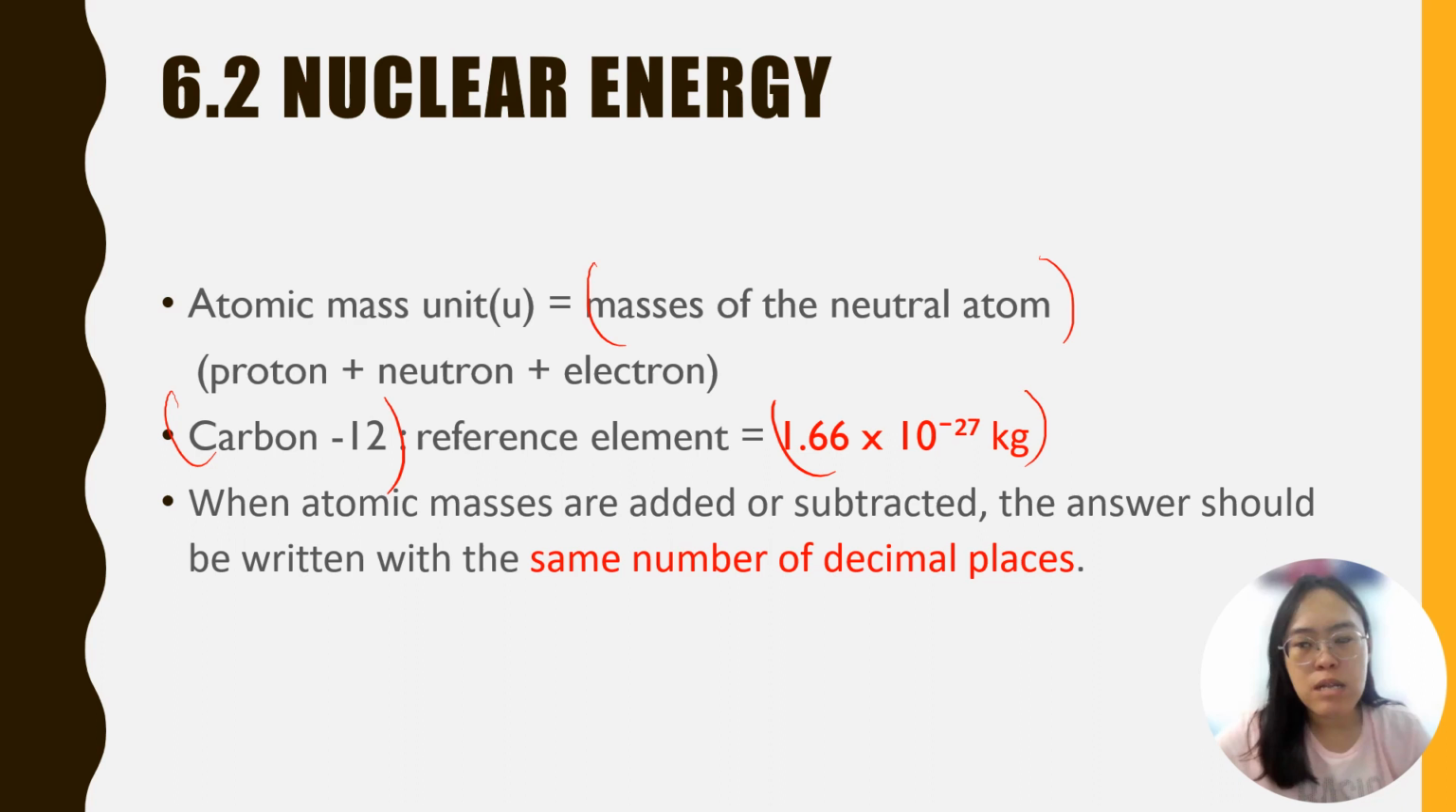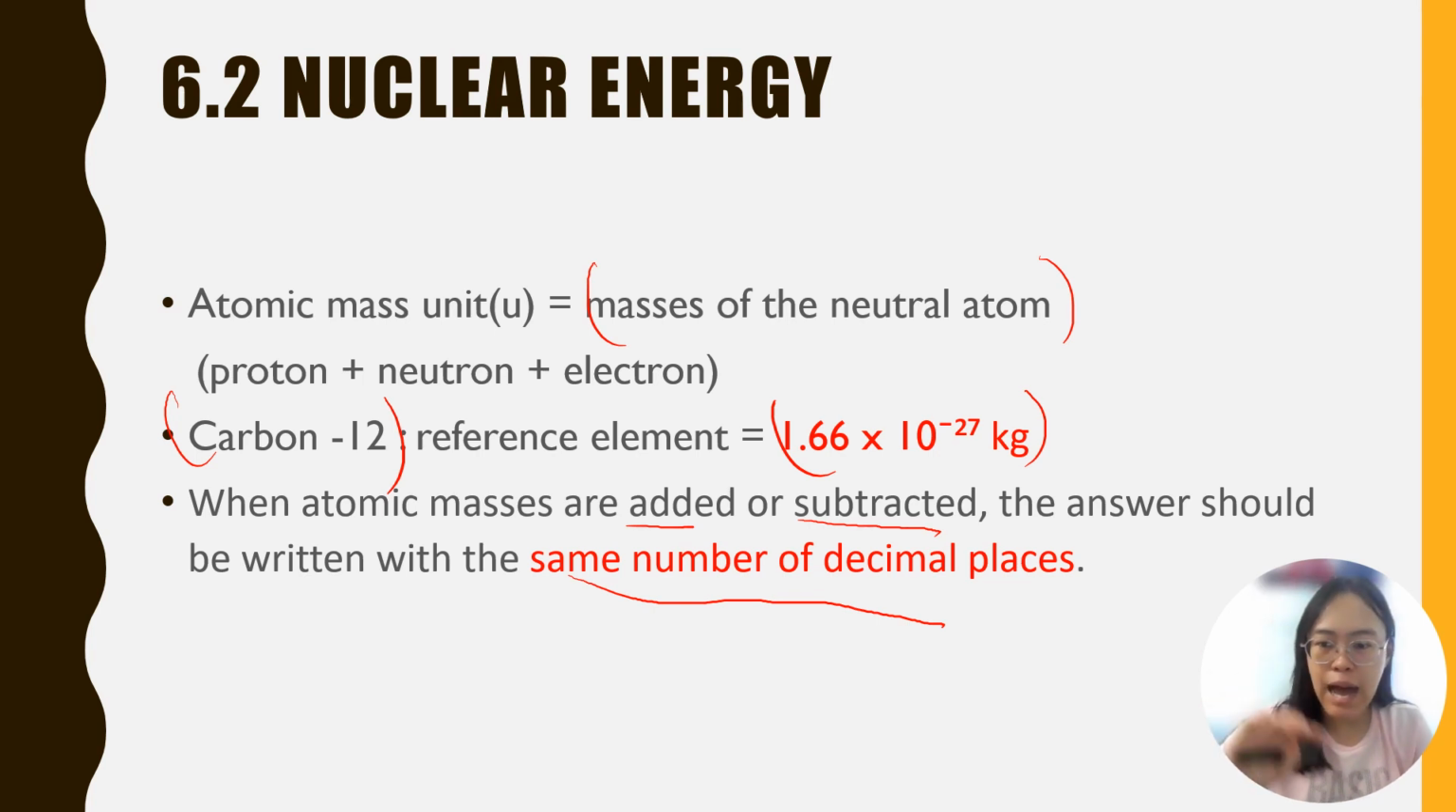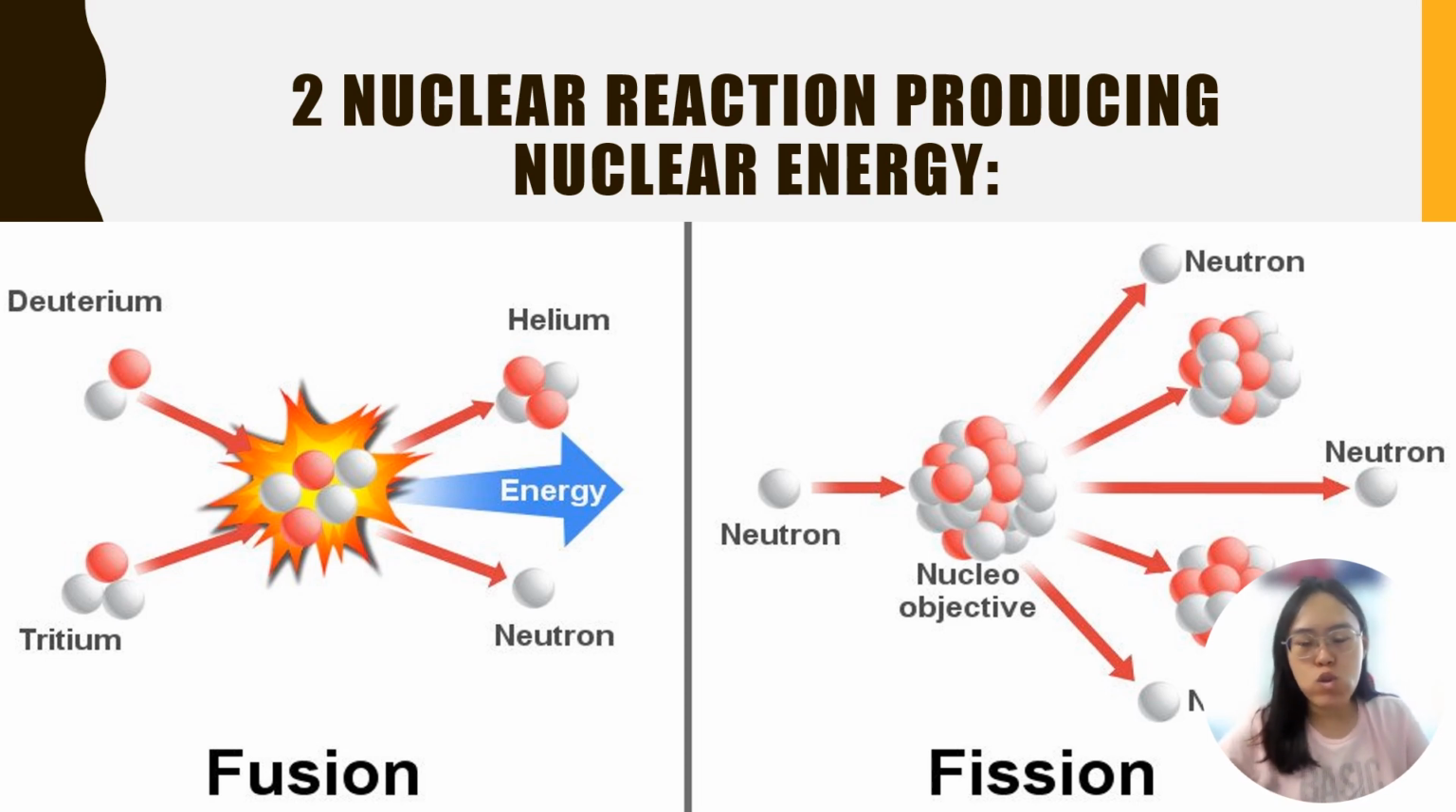You have to remember one thing: when atomic masses are added or subtracted, the answer should be written in the same number of decimal places. In other words, later if there is calculation involved, it will give you many decimal places. When adding or subtracting, your decimal places must follow exactly, so that your final answer is correct.